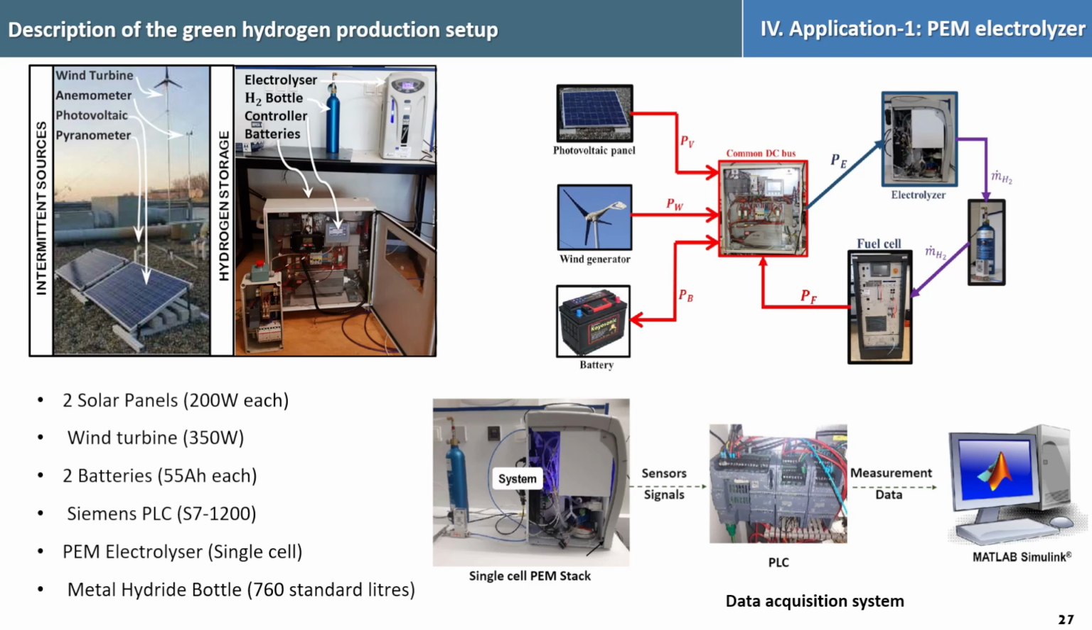The schematic diagram at the top right shows power flow from photovoltaic panels and wind turbines to a common DC bus. The battery supports two-way power exchange, supplying electricity during shortages and charging during the surplus. For efficient data acquisition, we employ a MATLAB simulating system connected to the PLC system.